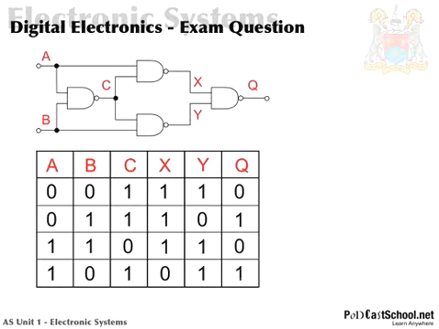Okay, now the question is, what does that logic simplify to? So I've highlighted the inputs and the outputs. Really, forget about C, X and Y for now. If this was a black box and these were two wires going in, we'd only see A and B, and we'd only see Q coming out. So that's all we've got to concern ourselves with. So the output Q of this truth table is 0, 1, 0, 1.